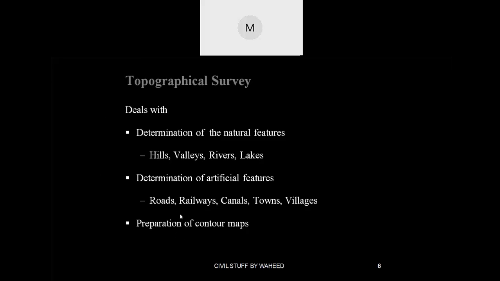And it includes the preparation of contour maps. Now if I take hills, natural features and artificial features, this is two-dimensional. Then preparation of contour maps is nothing but three-dimensional. But in a topographical map, we cannot show three-dimensional figures. We just show the level at that particular place. Suppose a hill is there. Okay. Suppose a hill is there.